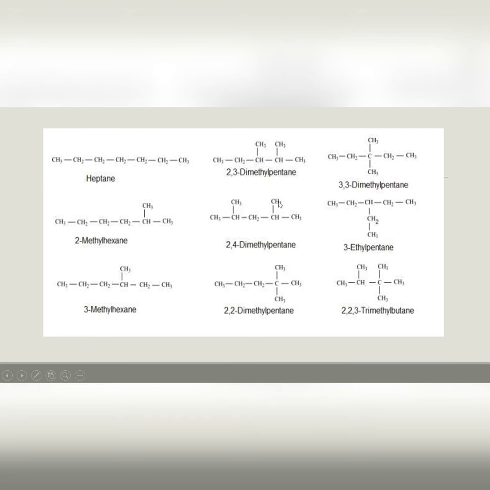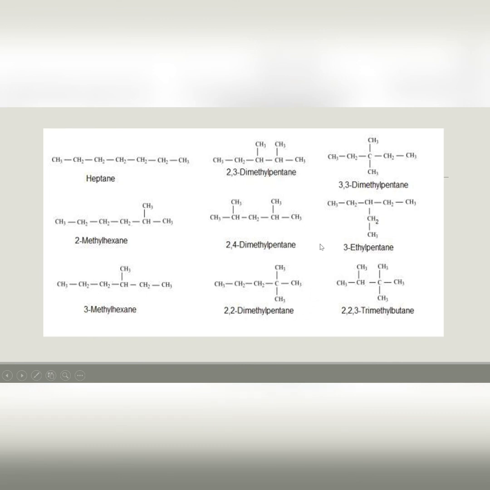When viewed from the main chain, there are 5 carbons. So for the fourth, the name is 2,3-dimethylpentane. Why dimethyl? Because there are 2 branches on the main chain. And the fifth is 2,4-dimethylpentane. For the sixth, there are 2 branches on the second carbon from the right. So the name is 2,2-dimethylpentane.